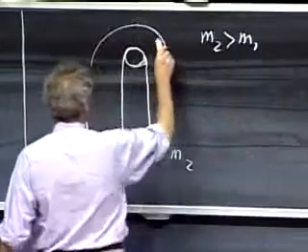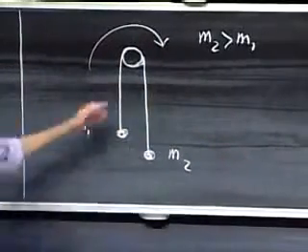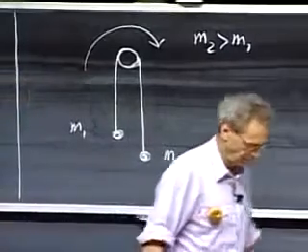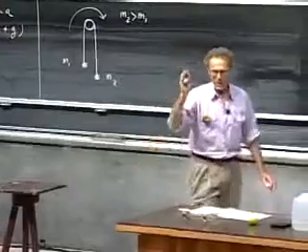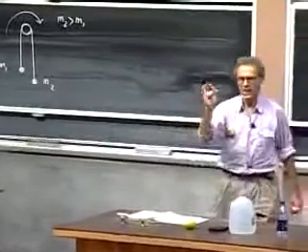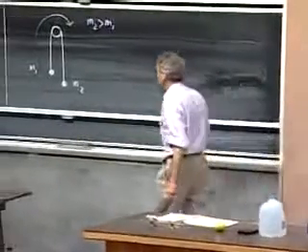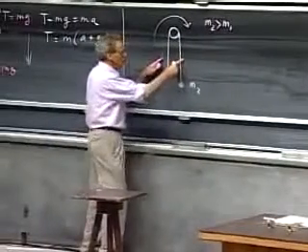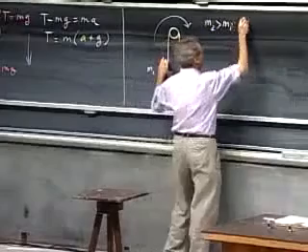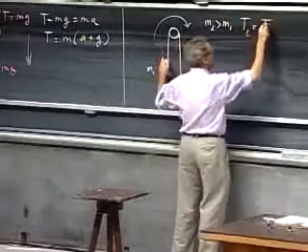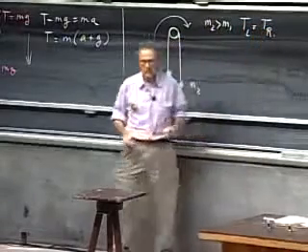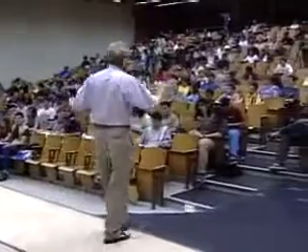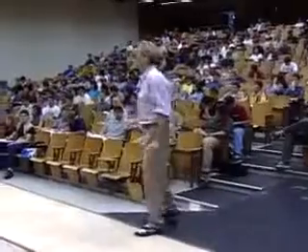The system is going to accelerate in this direction. M2 will be accelerated down, and M1 will be accelerated up. What comes now is important, that you grasp that. I claim that the tension on the left side must be the same as the tension in this string on the right side. T left must be T right. Why is that? It is because the pin is frictionless, and it is because the string is massless.